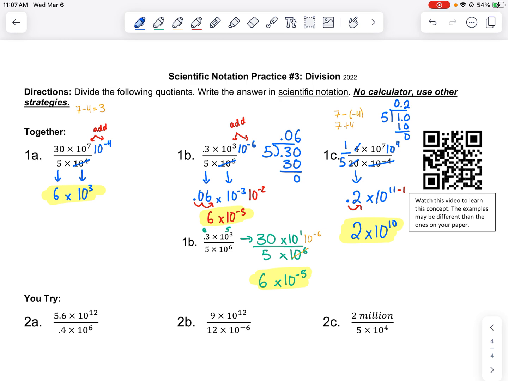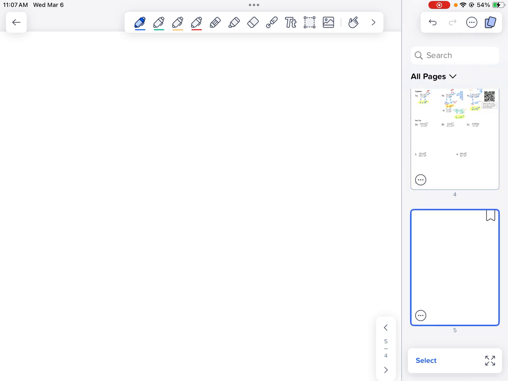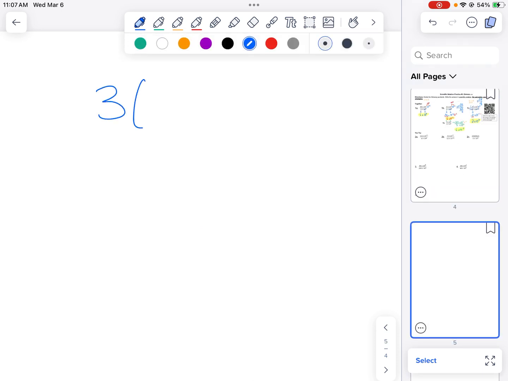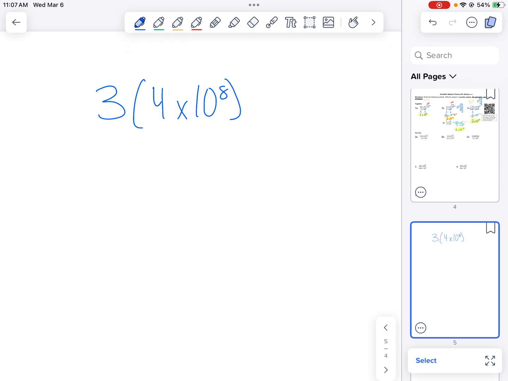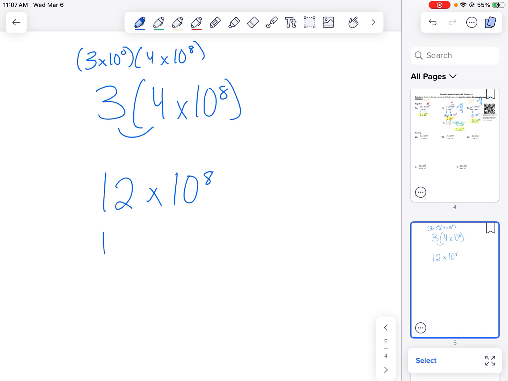One side note that you might find helpful is that if you were doing a problem like this, 3 times 4 times 10 to the 8th. Well, there isn't another part of this 3, right? It is 3 times 10 to the 0 if you wanted it to be that. But you could even kind of ignore that part and just do your 3 times 4 still to get 12. 10 to the 8th stays 10 to the 8th. We don't have any other 10s to combine it with. And then we turn that into 1.2. So this is 10 to the 9th.